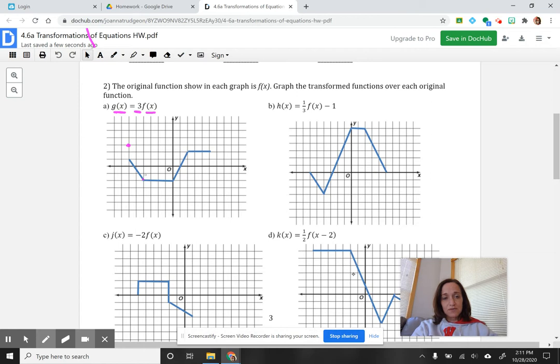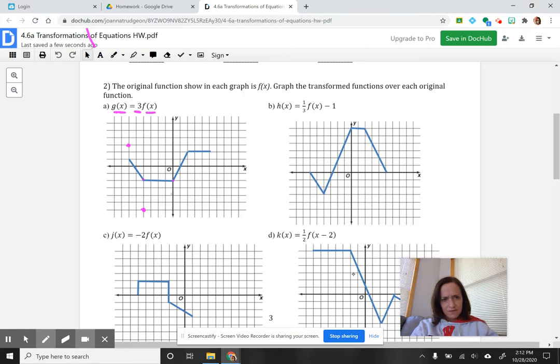So 1, 2, 3 puts you right there. I just do the corner points. This point right here is 2 away from the x-axis, so I'm going to move away further, and it will be 3 times 2, so 6 away. It'll be right here. Again, we're just vertically stretching it away. This point's 2 away, so now it will be 6 away. 1, 2, 3, 4, 5, 6.